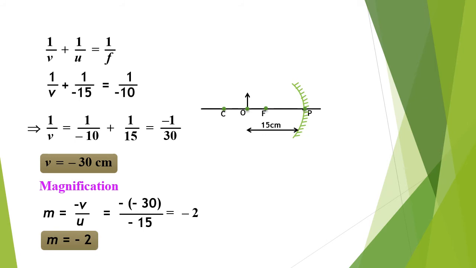Magnification in this case, M is equal to minus V by U, that is minus of minus 30 divided by minus 15. That gives rise to the answer minus 2. So magnification is minus 2 without unit. See, this is a real image formed in this case. Image is 2 times the size of the object.